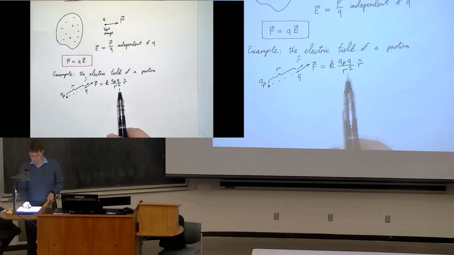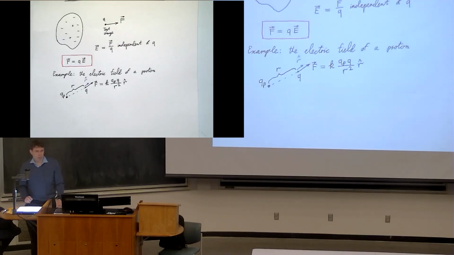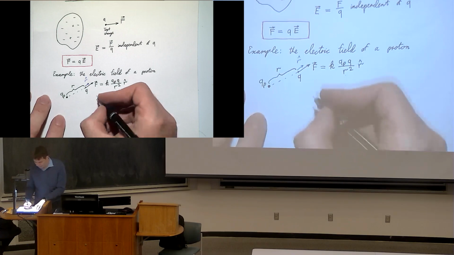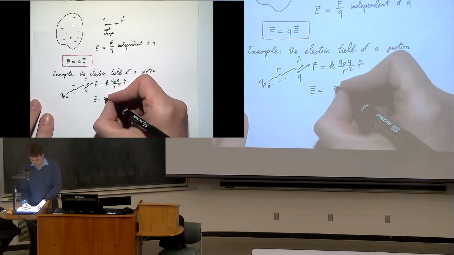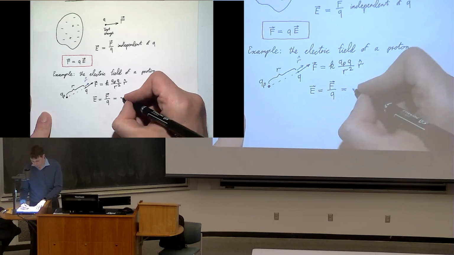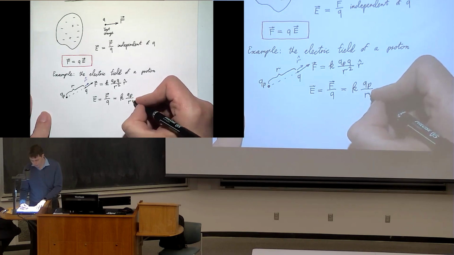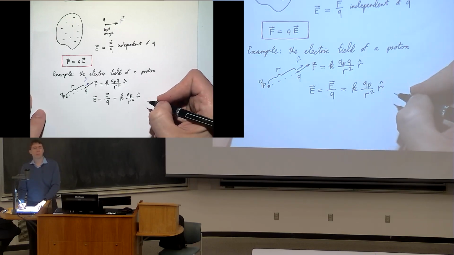So this equation for the force consists of two parts. The first part describes the magnitude of the force and is given by Coulomb's law, and the second part shows its direction. Well, the electric field E is given by the ratio F over Q. And according to the above formula, it's KQp over R squared r hat. A question? No.